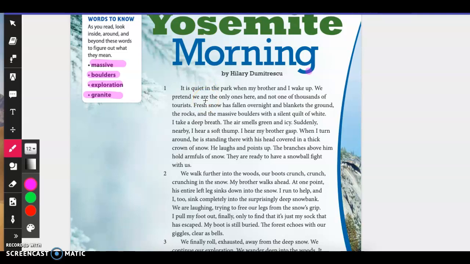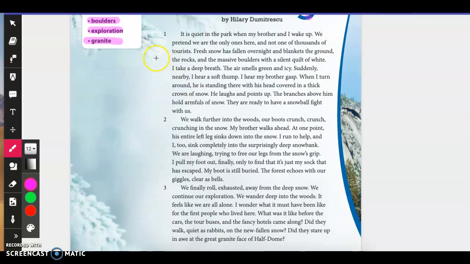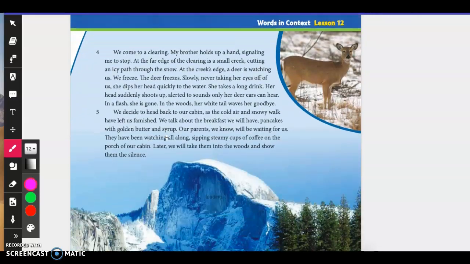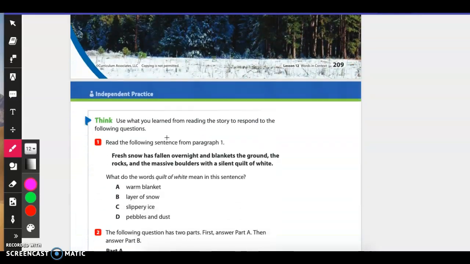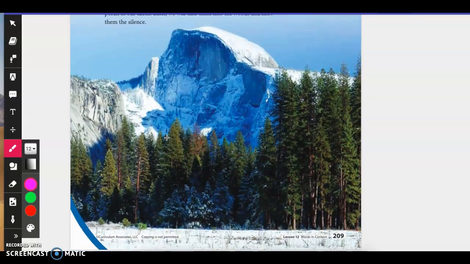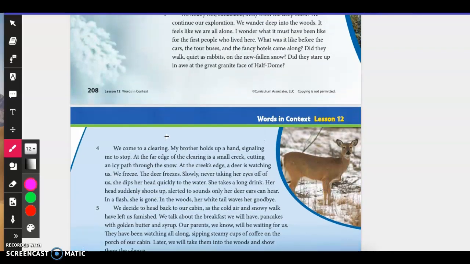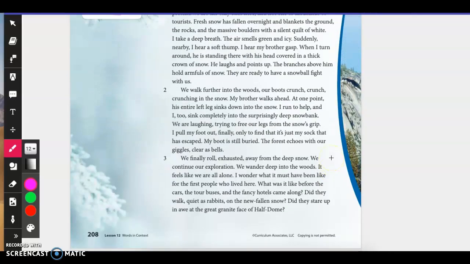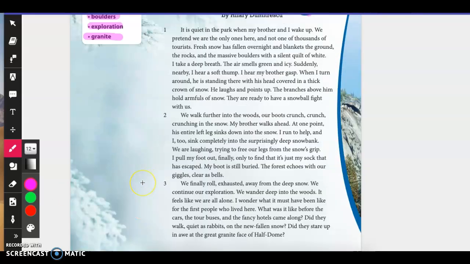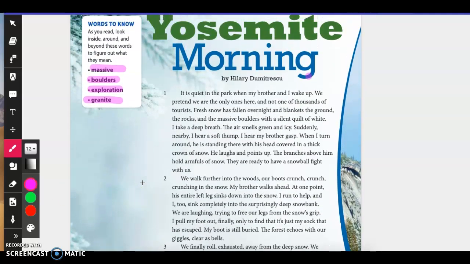So now we have some ideas of what some of these words mean as you read through the text, Yosemite Morning. Now take a look. We have a few paragraphs here. As you're reading, please take note of the different photographs that you see and take those into consideration to help understand the meaning of the text.